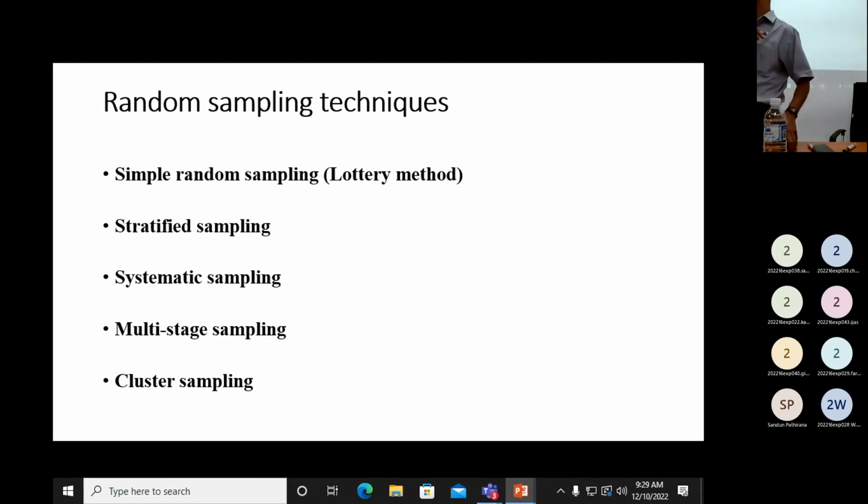Example, all are male employees. Then you can't use it. Then we need to come to systematic sampling, the third one. Systematic sampling.